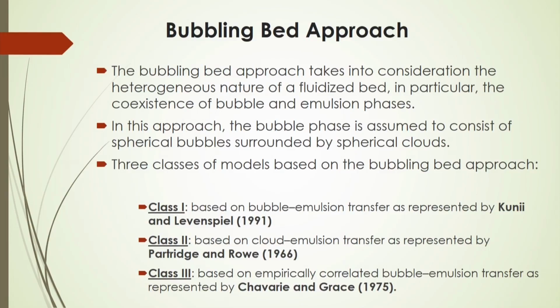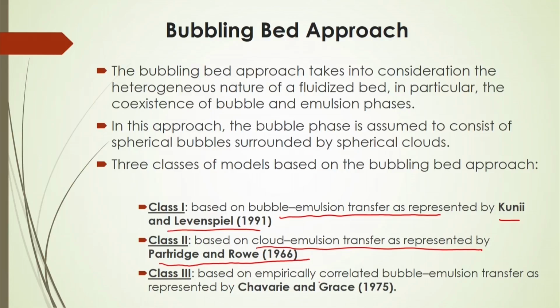Now, the bubbling bed approach. What is that bubbling bed approach? The bubbling bed approach takes into consideration that, as we told already, there should be two phases, one the bubble phase, another the emulsion phase. Generally three classes of models based on the bubbling bed approach can be distinguished. One is based on bubble emulsion transfer as represented by Cooney and Levenspiel. Another is the cloud emulsion transfer as represented by Partridge and Rowe, and the third is based on empirically correlated bubble emulsion transfer as represented by Chavarie and Grace.